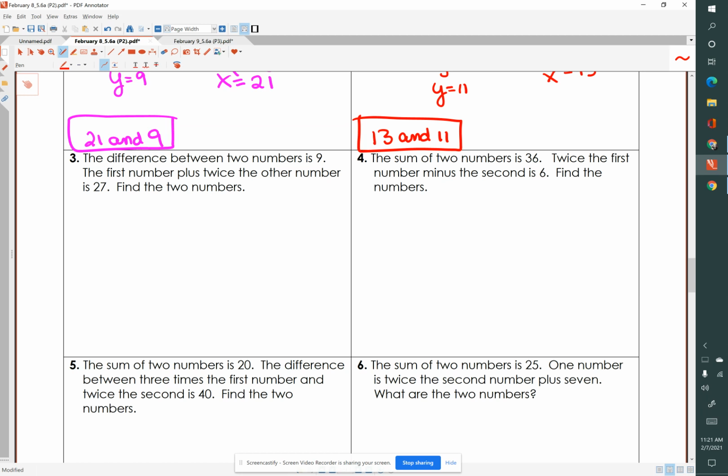Paying attention, I hope. Okay, number 3, the difference between two numbers is 9. So we're subtracting to get 9. And then the first number plus twice the other number is 27. So remember, is always means equals, okay? So we need to start with our X box. So we're going to let X equal the first number and let Y equal the second number.